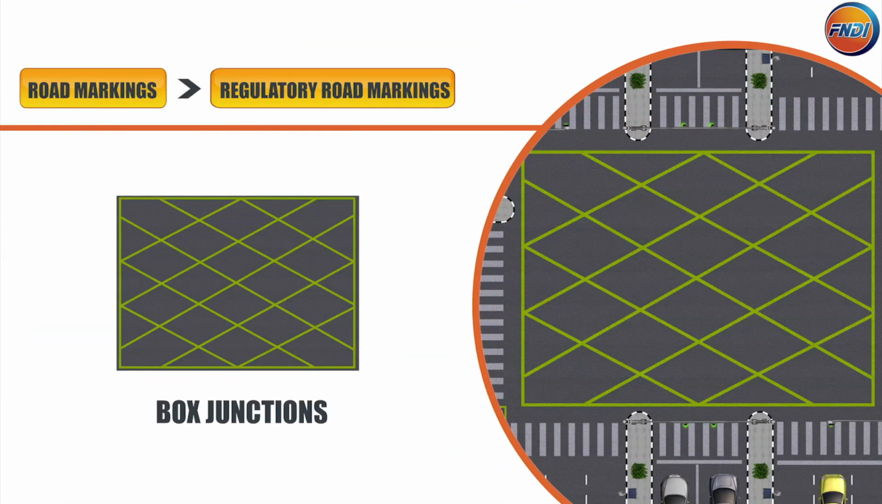Box junction. Box junctions are marked with yellow that makes a large box with crisscross grid of diagonal painted lines. Their purpose is to keep the junction clear for smooth flow of traffic. It is commonly found at intersections. Motorists should not enter the box junction until the exit is clear, even if the signal is green, because it can block the traffic and can cause an accident or attract fines.